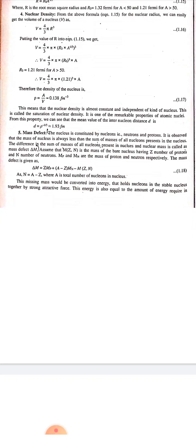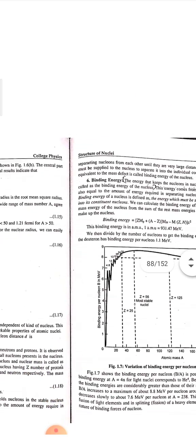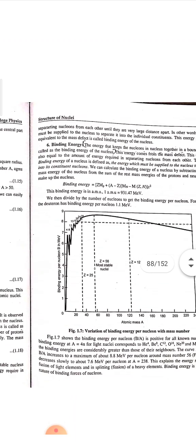This missing mass would be converted into energy that holds the nucleons in the stable nucleus together by the strong attractive force. This energy is also equal to the amount of energy required in separating nucleons from each other until they are a very large distance apart. In other words, energy must be supplied to the nucleons to separate them into the individual constituents. This energy, equivalent to the mass defect, is called the binding energy of the nucleons.